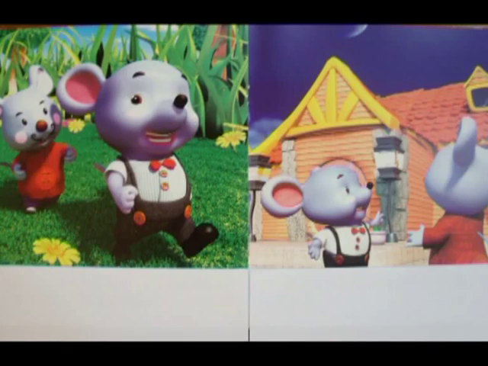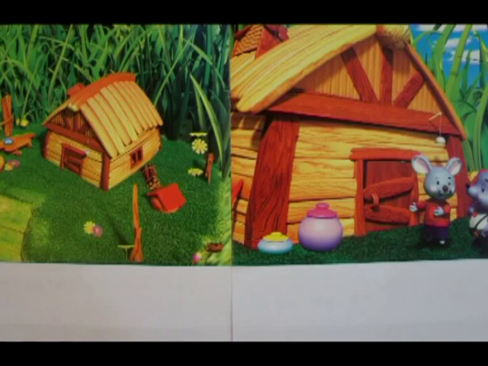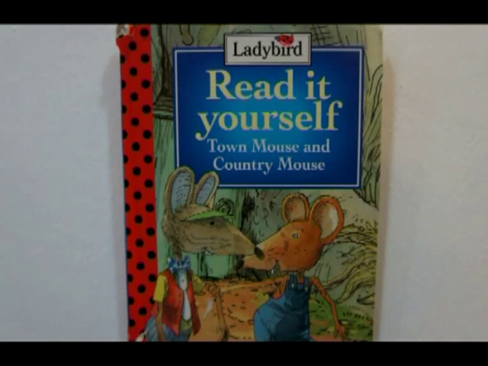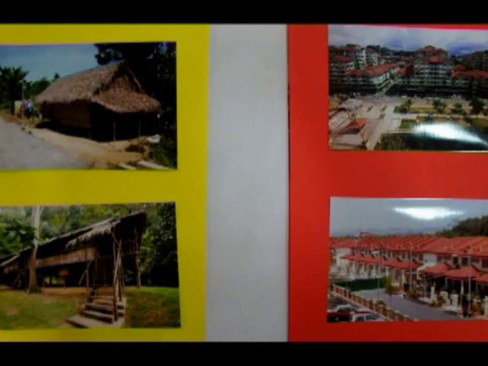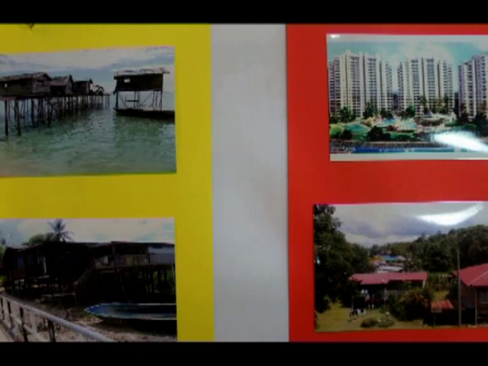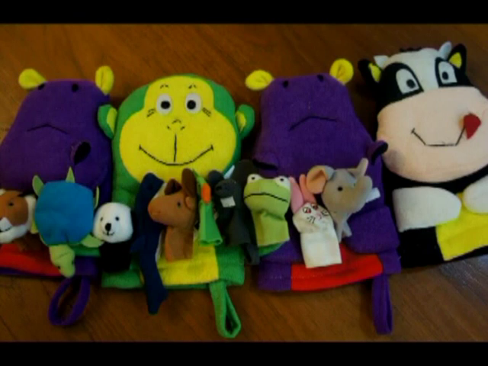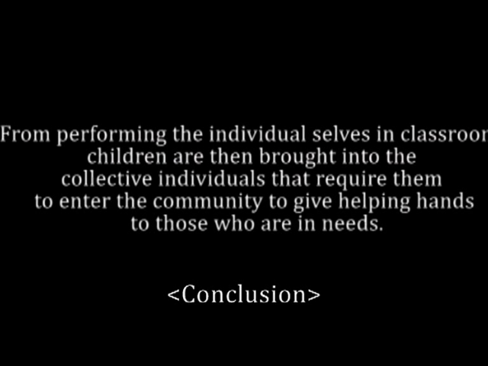From the activity of storytelling to the scrapbook of comparing urban and rural areas given by the teachers in the classroom, children are able to relate to their individual selves, which also relates to the axis of class. From performing the individual selves in the classroom, children are then brought into the collective individuals that require them to enter the community to give helping hands to those who are in need.